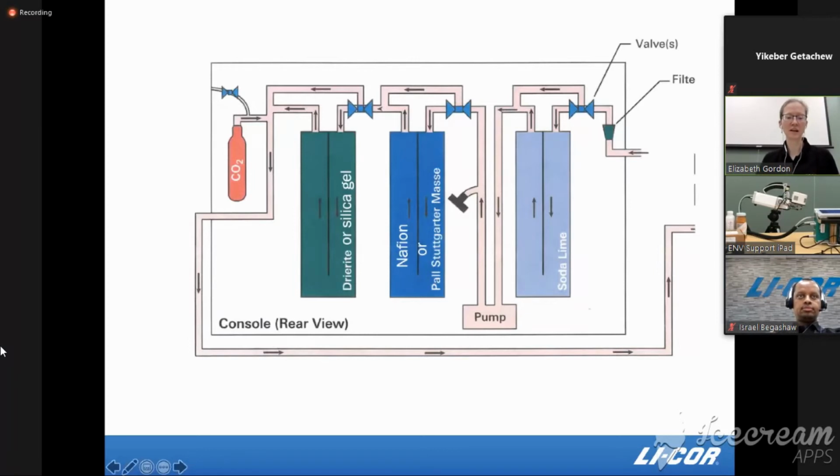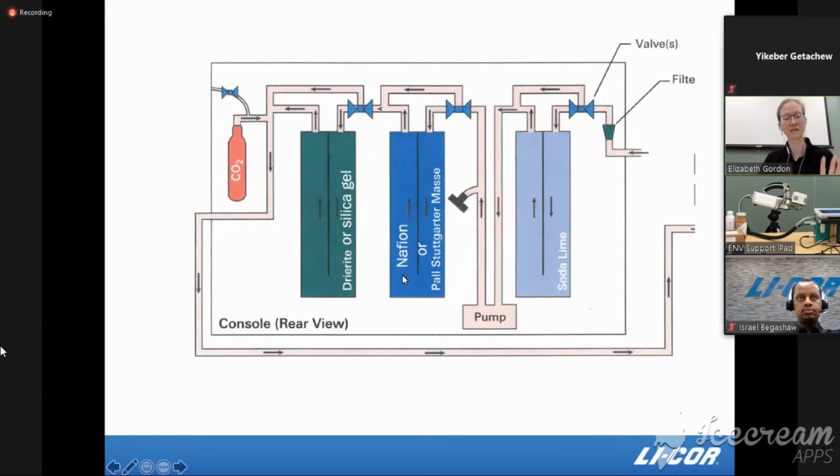So here is our view of the console. If you could take the console apart, which you should not do, then you would see that we have air going in, we have an air filter, and we have a soda lime column, which takes out CO2. Here's our pump. We have a humidifier column that is either Nafion or Stuttgarter granules.